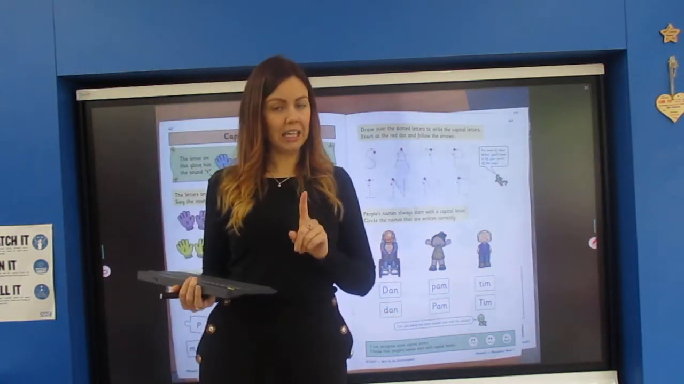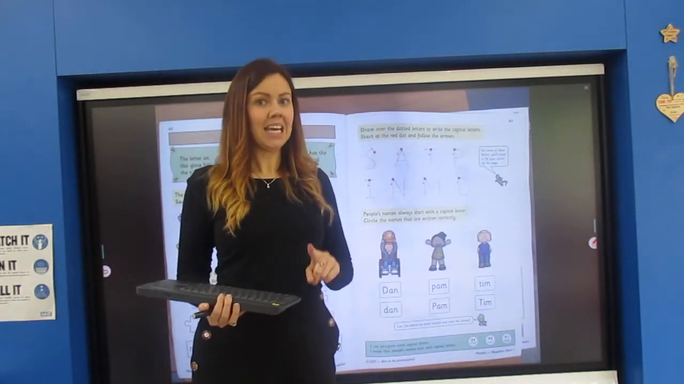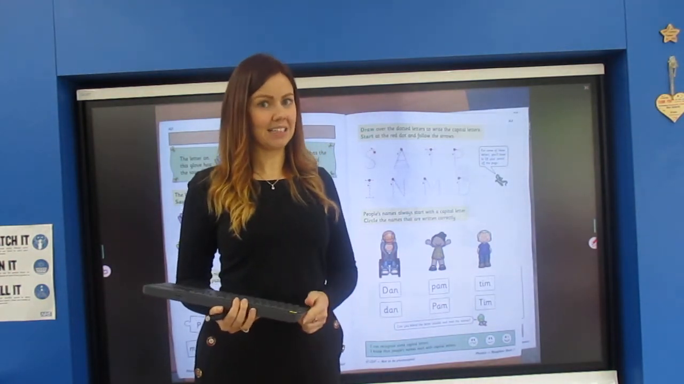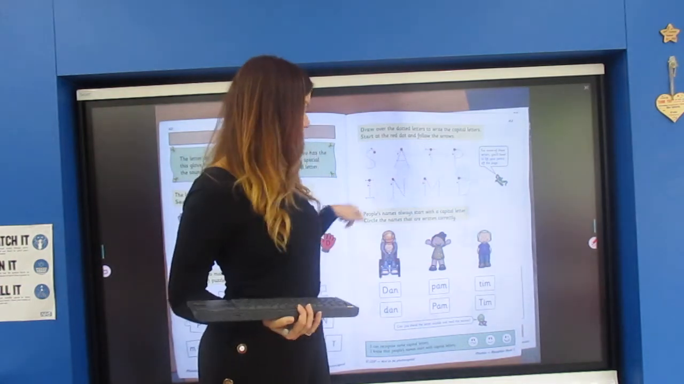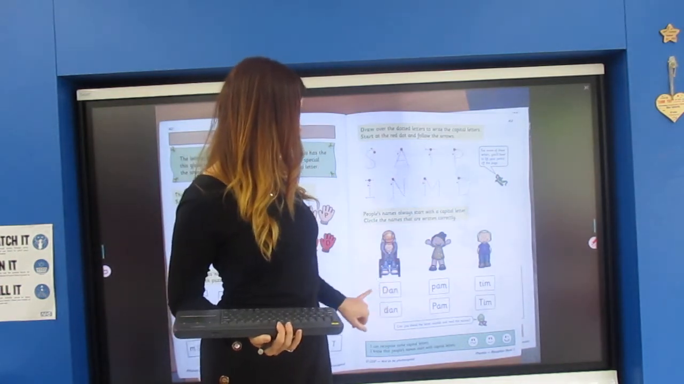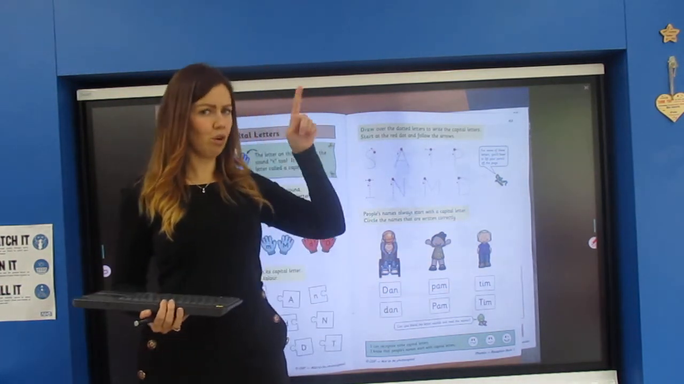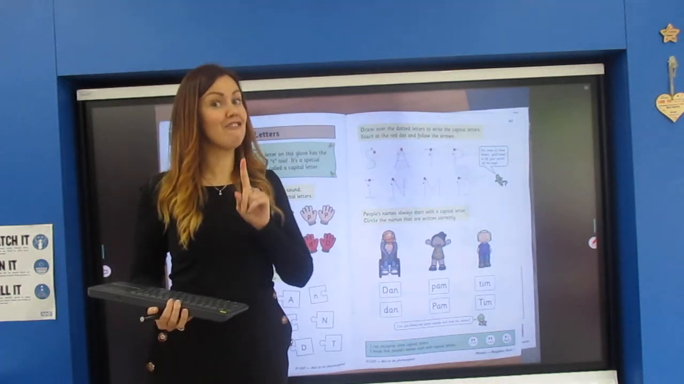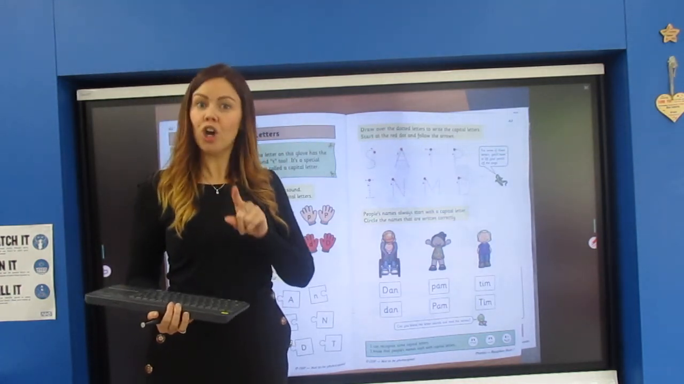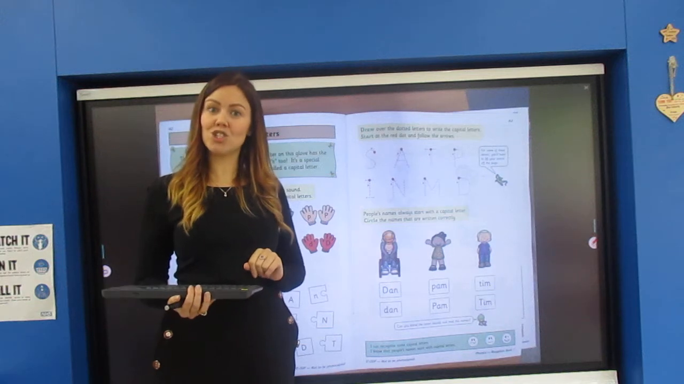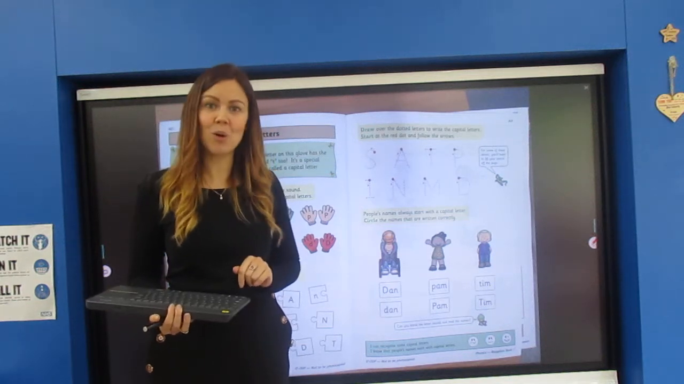When you are looking for a person's name, it will always have a capital letter. Okay, so whatever their name is, if it's Dan, they must always have a capital letter because they are a very, very important person. And all your names will have capital letters too because you are very, very important.